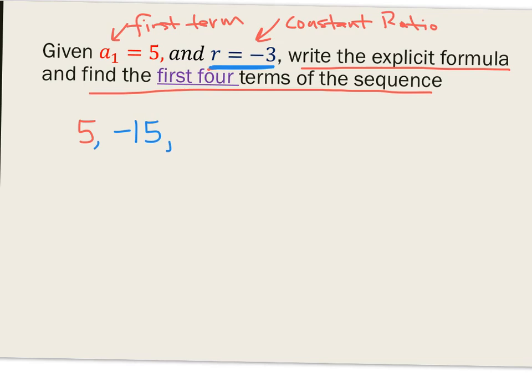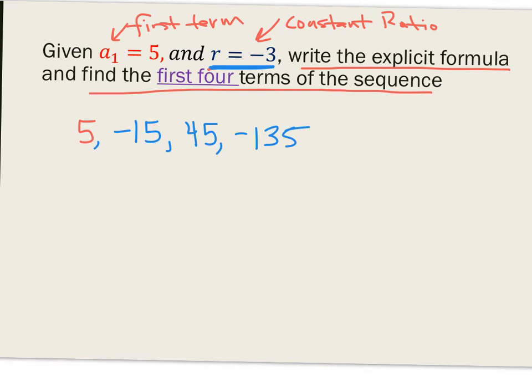Then I can keep multiplying by negative 3, which is now going to give me a positive 45, because negative 15 times 3 is going to be positive 45. And then my fourth term is going to be negative 135. And so the idea is I can just progress through that.